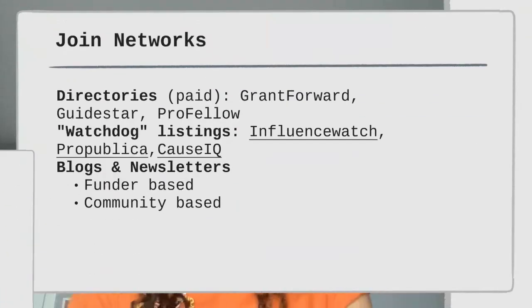but there are people that will fund individuals. Also, think about some directories. Some of them are paid, but there are also free ones like these watchdog listings that you can look into.